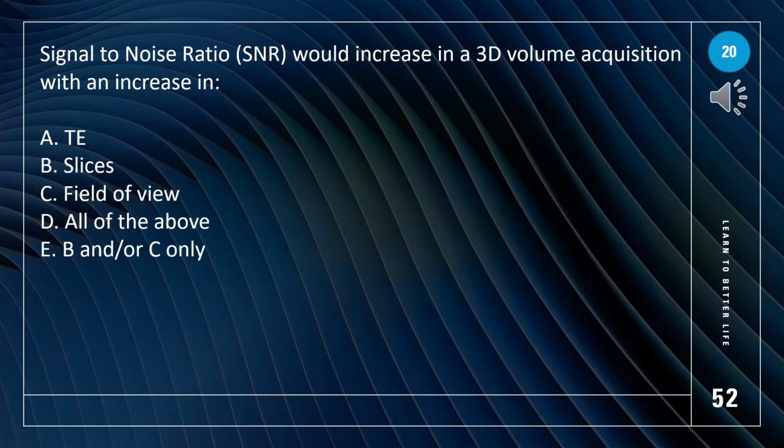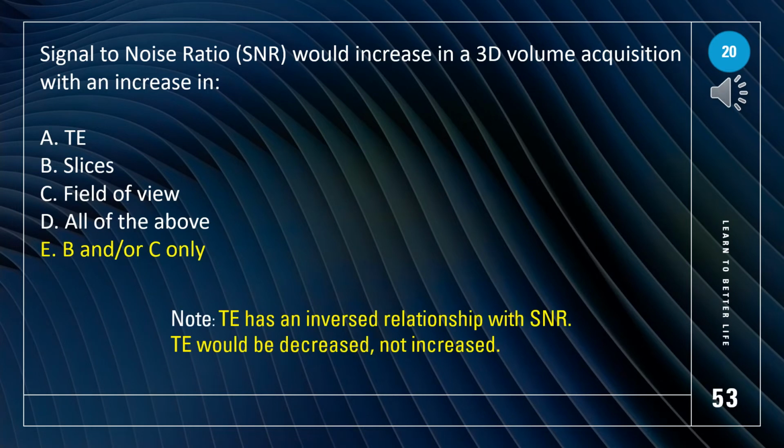Signal-to-noise ratio would increase in a 3D volume acquisition with an increase in A. TE, B. Slices, C. Field of view, D. All of the above. E. B and C only. The answer is E. Slices and field of view only. TE has an inverse relationship with SNR. TE would be decreased, not increased.